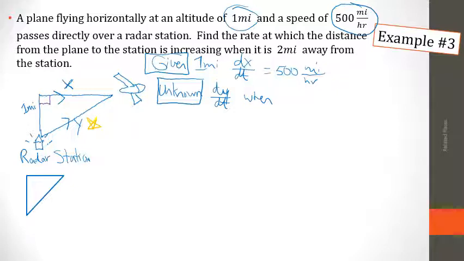So is that x equals 2 miles or y? Well, when the airplane is 2 miles away would be y. So when y equals 2 miles. Okay. So what is our relationship? Well, again, we have a nice relationship. It's just the Pythagorean theorem, which says x squared plus 1 squared equals the hypotenuse squared, y squared. Now we need to find the derivative with respect to time of both sides of our equation.